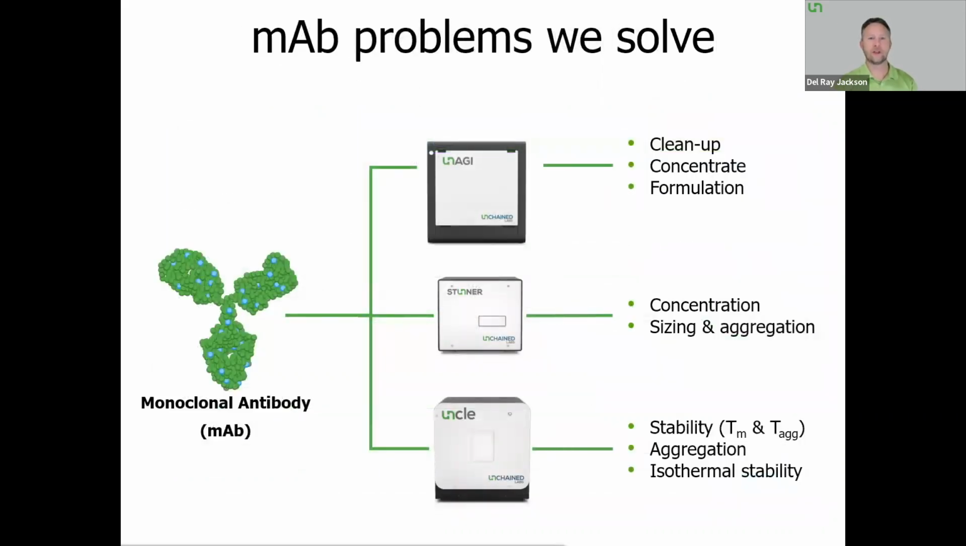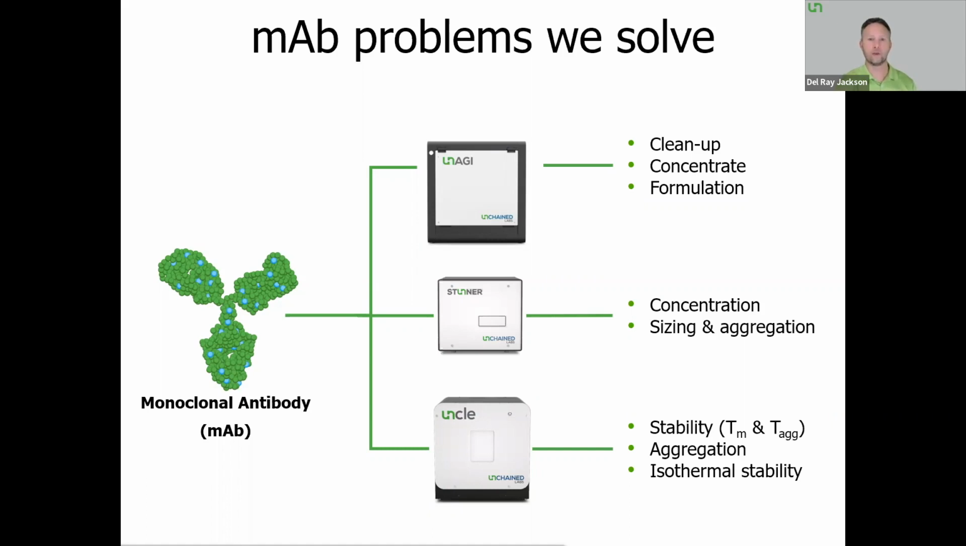So as teased earlier, Unagi fits in well with our entire portfolio of biologics and gene therapy tools. So if you're working with monoclonal antibodies, you know you have to do, as mentioned, the cleanup, the concentration. Maybe you're doing formulation studies. Unagi is great for that, but it pairs very well with our Stunner, which can give you concentration and sizing and aggregation measurements. And then, of course, Uncle, the all-in-one toolbox. Uncle can run stability studies for you, also to give you better insight into aggregation and stability of your proteins and formulations.